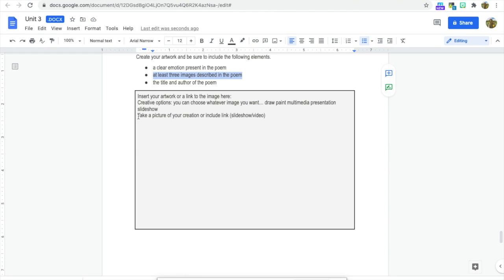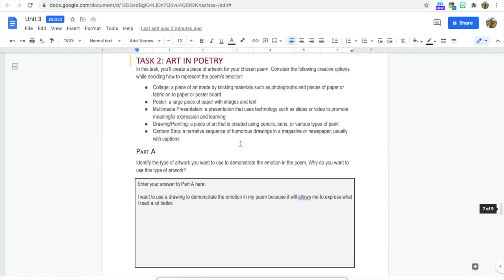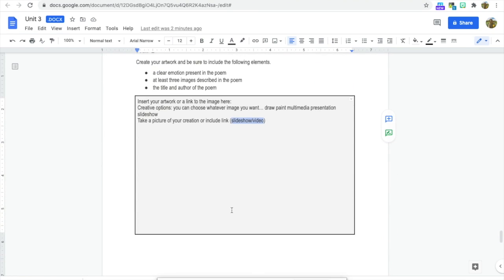If you make something by hand, you have to take a picture of it and upload it here. If you create a multimedia presentation, a slideshow, a video, include the link. Anything you do, upload it here. We want one document, everything in here. That way it's all together. All your information, your project is one. So whatever you do, just put it in here.